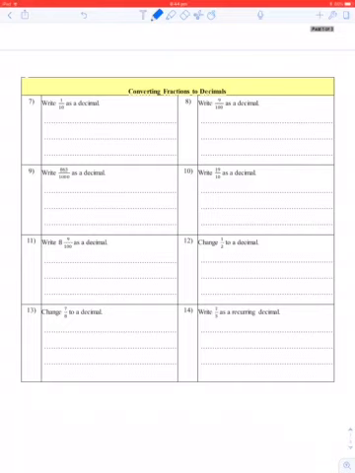Question 7, change 1 over 10 to a decimal, 0.1. That's fairly straightforward. Question 8, change 9 over 100 to a decimal, again 0.09. That's fairly straightforward. Question 9, write 863 over 1,000 as a decimal, is 0.863. There's no working out necessary for any of these questions.